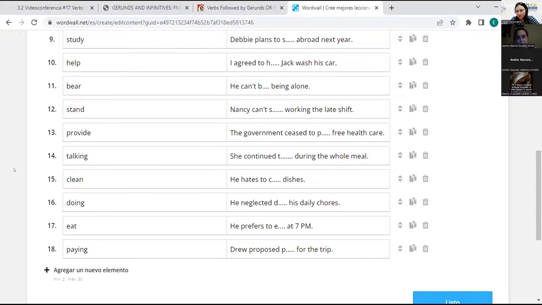Ahí están todas las respuestas. So go ahead and check the information. Did you get the same? Same verbs.